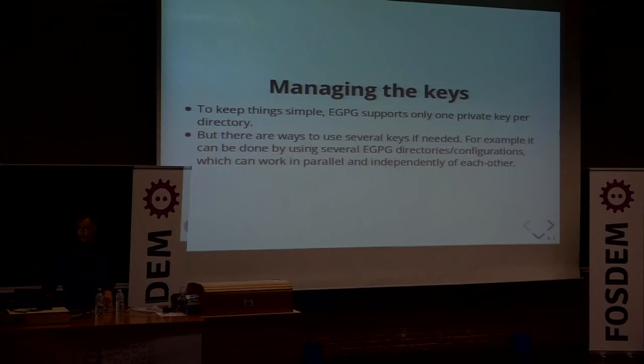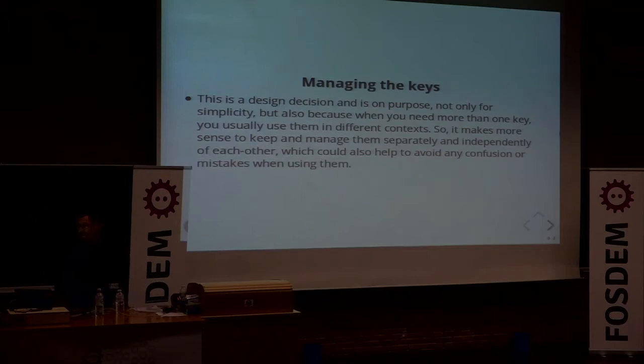Managing the keys. To keep things simple, EGPG supports only one private key per directory or environment. But there are ways to use several keys if needed. For example, it can be done by using several EGPG directories or configurations, which can work in parallel and independently of each other. This is a design decision and is on purpose. Not only for simplicity, but also because when you need more than one key, you usually use them in different contexts. So it makes more sense to keep and manage them separately and independently of each other, which could also help to avoid any confusion or mistakes when using them.